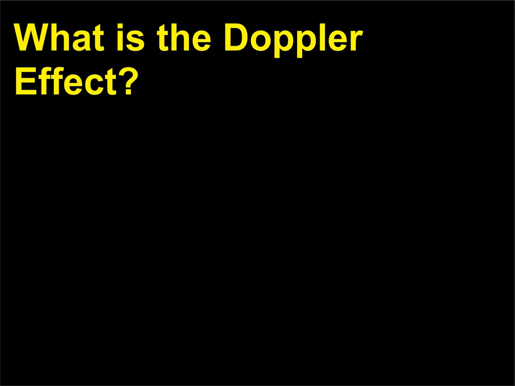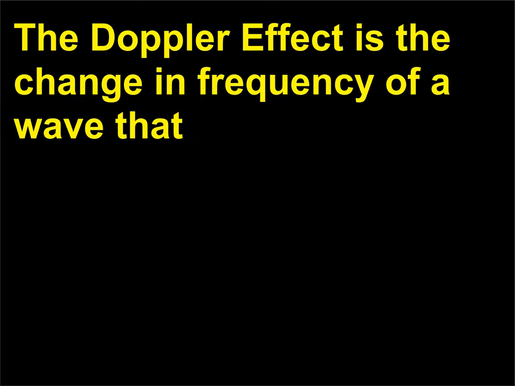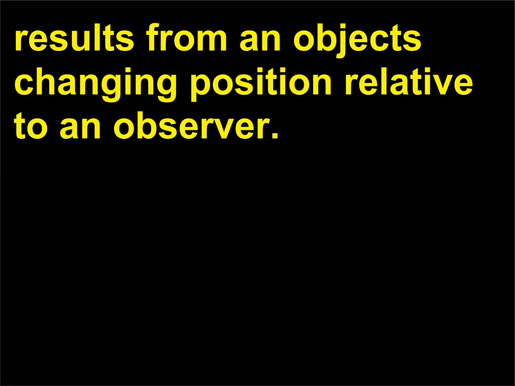What is the Doppler effect? The Doppler effect is the change in frequency of a wave that results from an object's changing position relative to an observer.